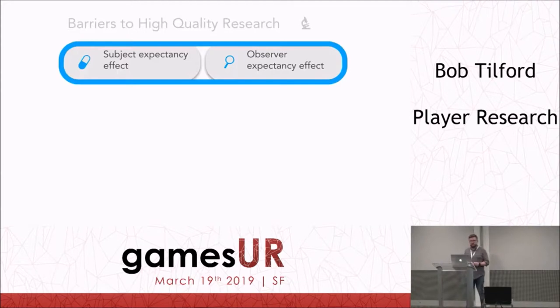So we've got subject and observer expectancy effects. These occur when our expectations of the purpose and outcome of the research affect the results. For instance, the participant might infer the purpose of the study or the hypothesis and give responses consistent with that. An example might be the placebo effect. That's one instance. Observer expectancy occurs when we, the researchers, unintentionally bias the results through our behavior and our communication.